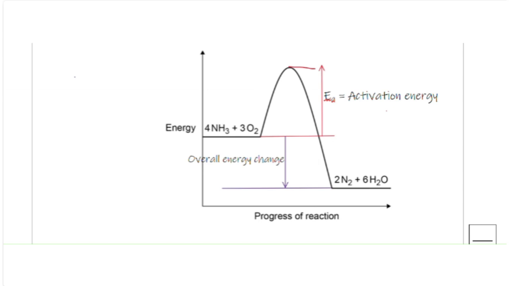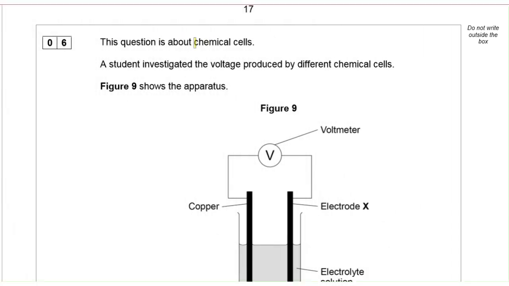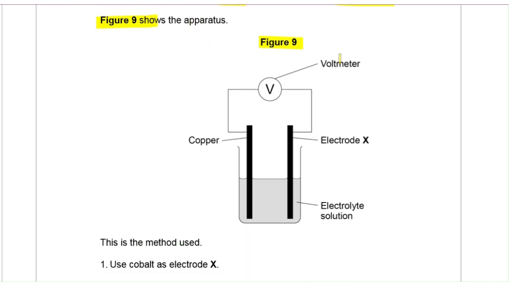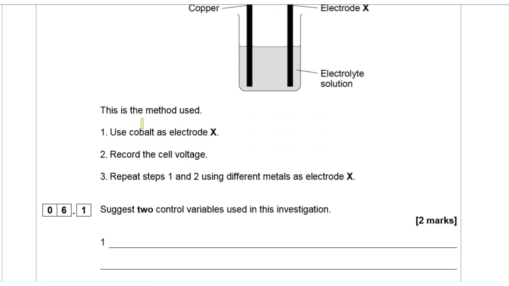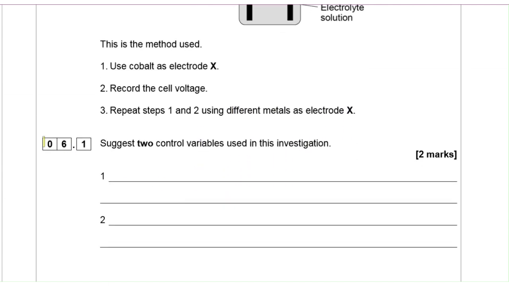2 marks. For the page, this question is about chemical cells. Question 6. A student investigated the voltage produced by different chemical cells. Figure 9 shows the apparatus, and here's figure 9. You've seen this before, probably done several experiments like this. You've got a voltmeter, some electrodes, and an electrolyte solution. This is the method used. There's the method 1, 2, 3. Cobalt is electrode X, and then you record the cell voltage, repeat steps 1 and 2 with different metals.